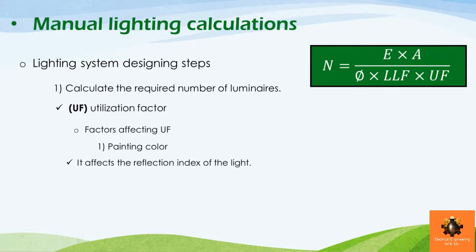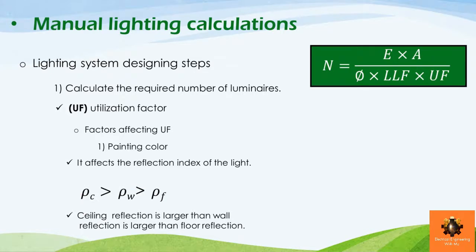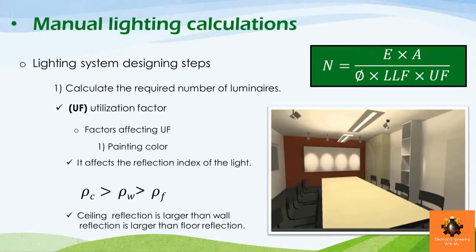And this reflection of the light has an index which specifies the degree of the reflection of the light. This means that the more reflection of the light, the higher the reflection index, and the lower the reflection of the light, the lower the reflection index. Because the ceiling is the nearest object to the light source, we will find that the reflection index of the ceiling is the highest, then the walls have a lower value of reflection index, because it's the second object that the light can fall on. And finally, the ground or the floor has the lowest reflection index, as it's the farthest object from the light source.